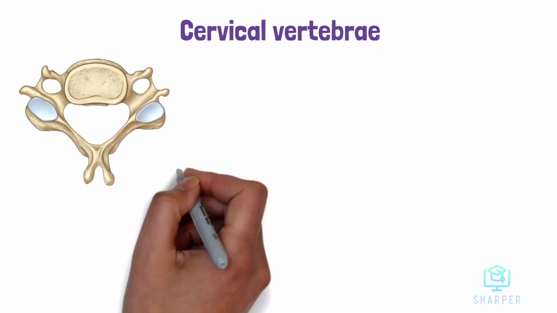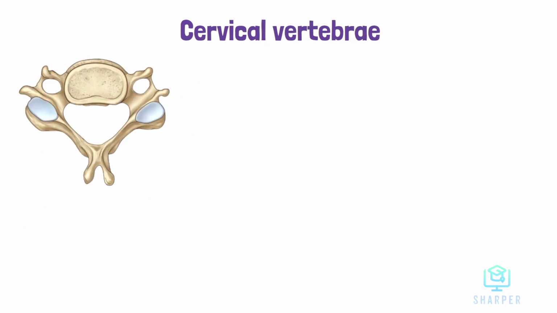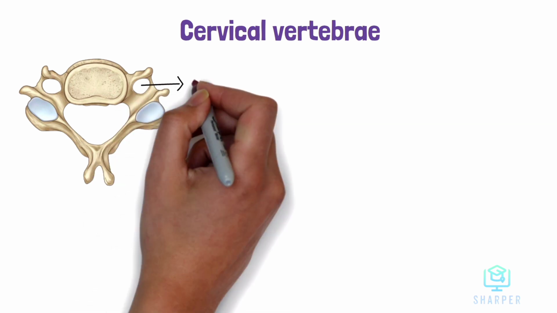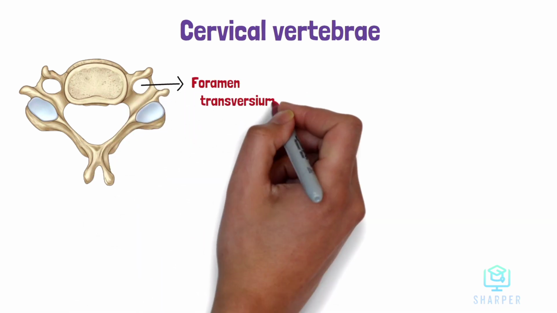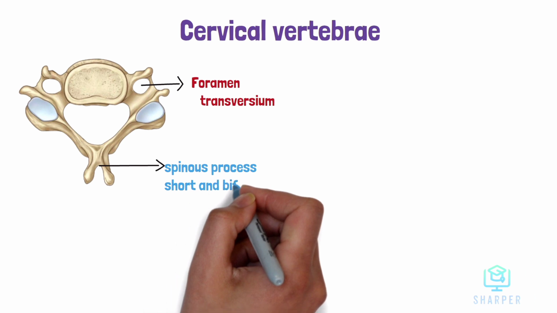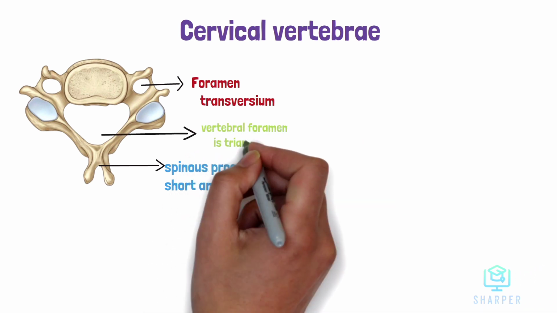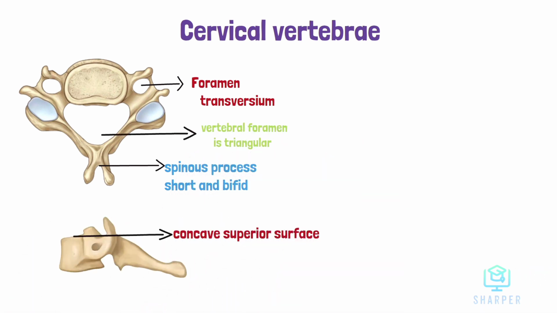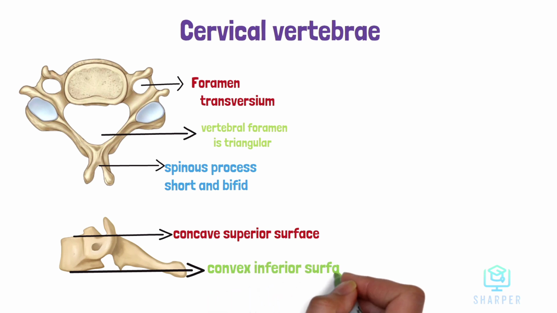Cervical vertebrae. There are 7 cervical vertebrae in the vertebral column. The 7 vertebrae are commonly identified or characterized by small size, by the presence of a foramen in each transverse process, the foramen transversarium. Spinous process is short and bifid. The vertebral foramen is triangular, and it has concave superior surface and convex inferior surface.